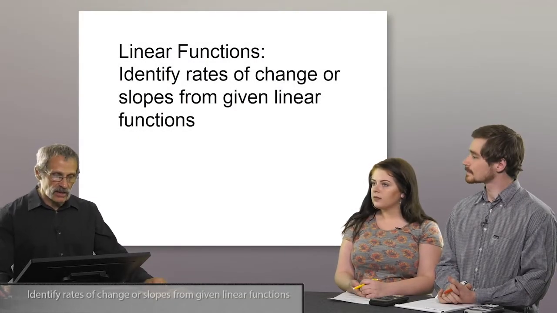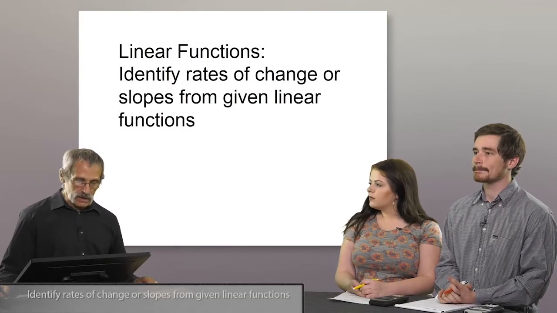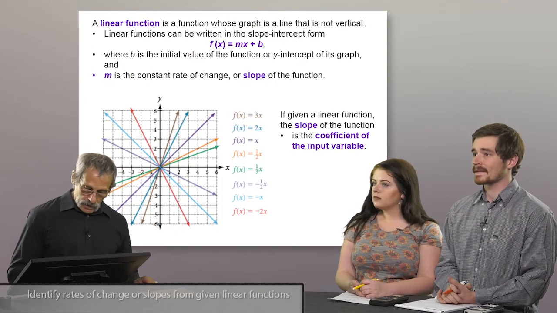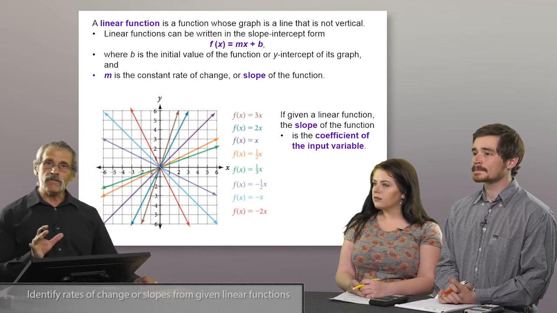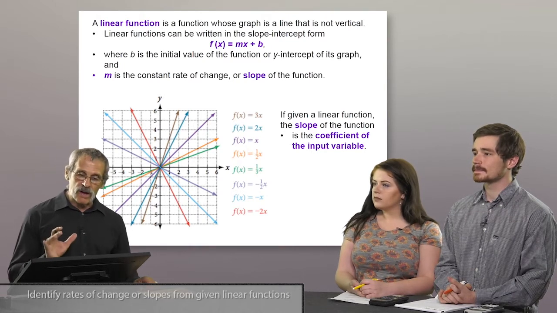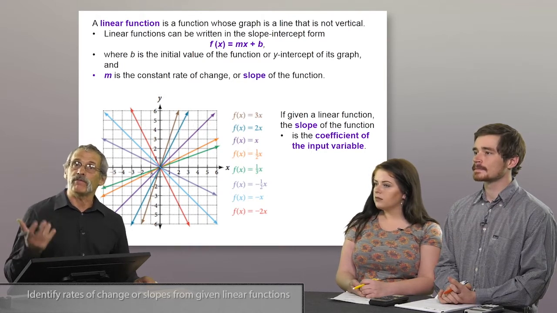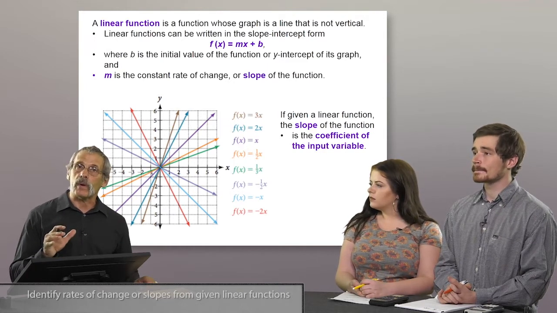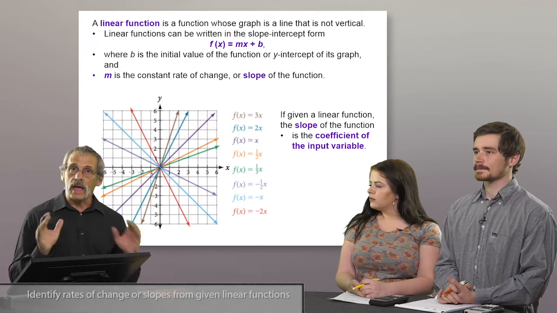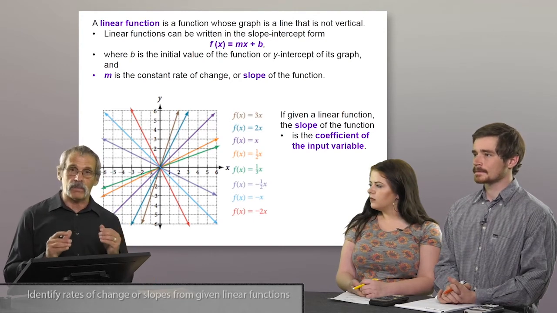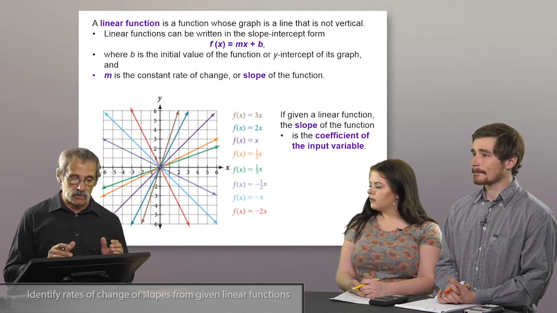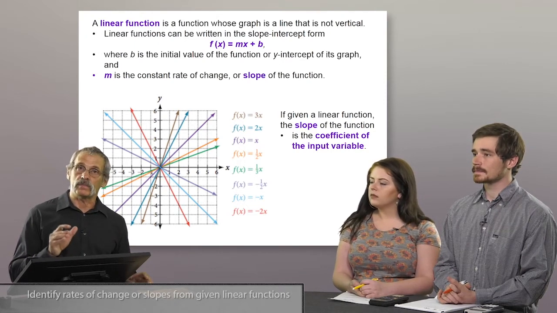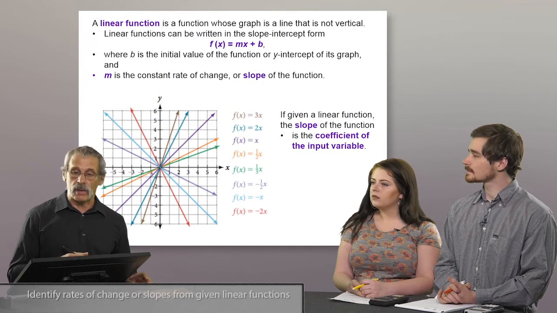Identify rates of change or slopes from given linear functions. Now, a linear function is a function whose graph is a line, but that line cannot be vertical. Linear functions can be written in the form of f of x is equal to mx plus b. M, that's the slope. That's what we want to be able to identify today in this lesson. And b is the initial value of the function, and when graphed, it represents the y-intercept.